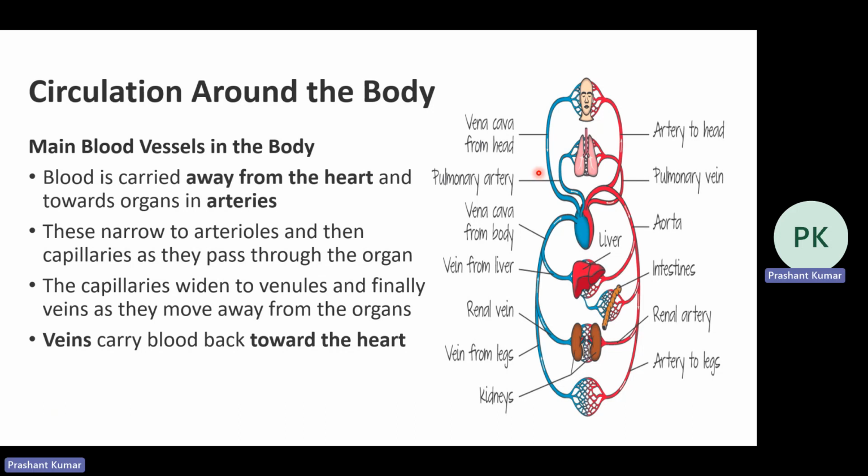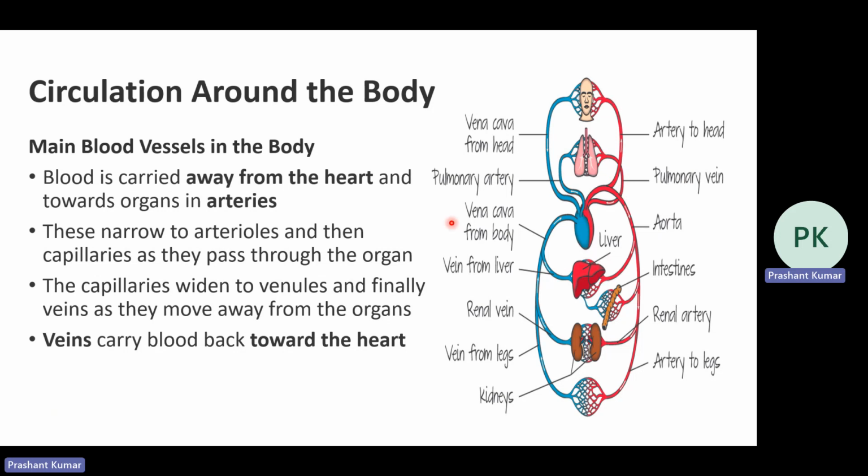Now, how is the circulation going around the body? If you can see here, all these names are important. First of all, we have to understand the names. So aorta, hepatic artery, this one, this is the hepatic artery going to the gut, going to the intestine. This is the hepatic portal vein, which connects the intestine to the liver, and this is the hepatic vein. This is the renal artery, this is the renal vein. This is the pulmonary artery, this is the pulmonary vein.